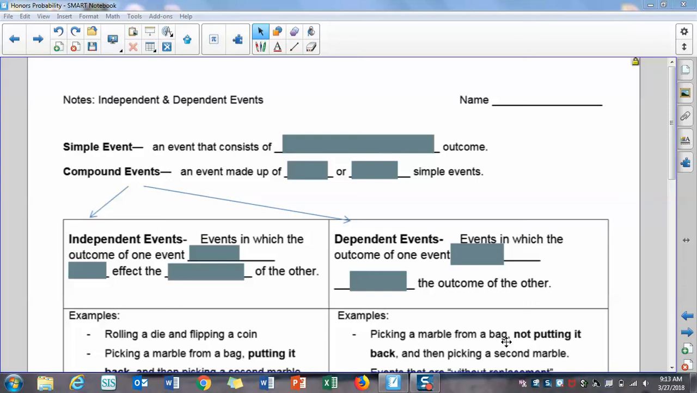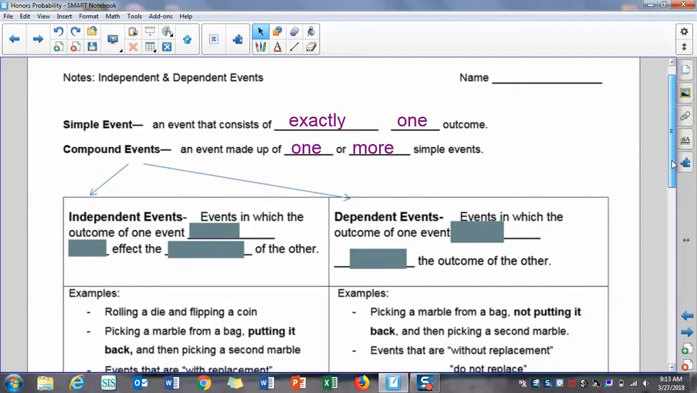Today we're going to talk about independent and dependent events. So some vocabulary. A simple event is an event that consists of exactly one outcome. Compound events, it's an event made up of one or more simple events. Now with compound events, we can have either independent or dependent events.